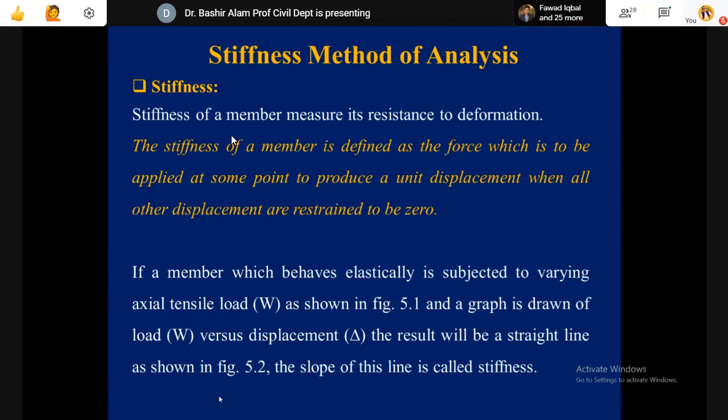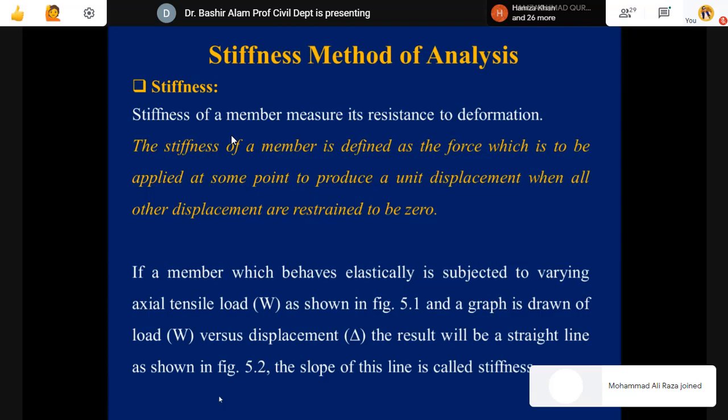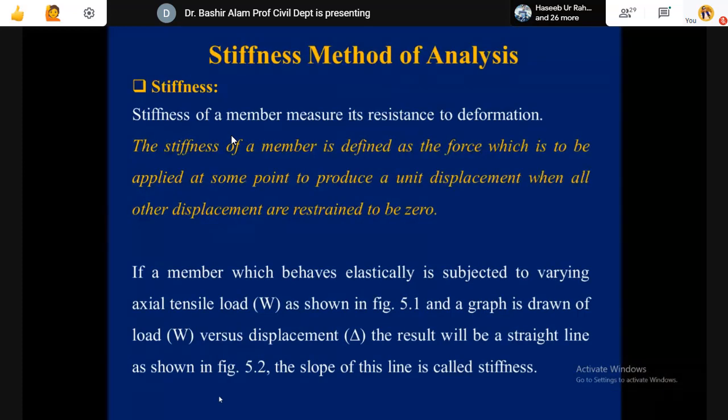Or what we do, we provide a unit deformation. Flexibility में हम क्या करते थे? In flexibility, we were providing the unit action. Now here we will be providing unit displacement and we'll be finding out the forces produced.